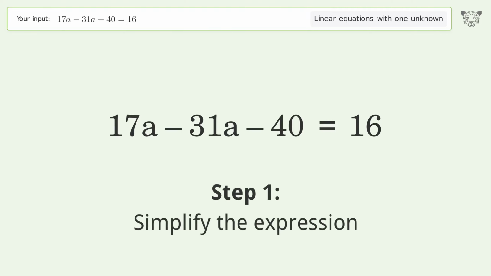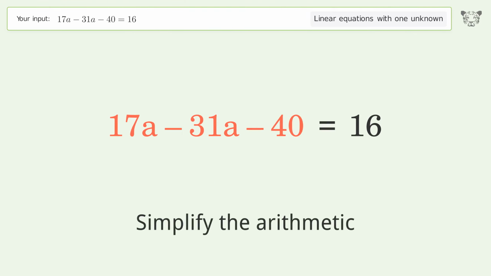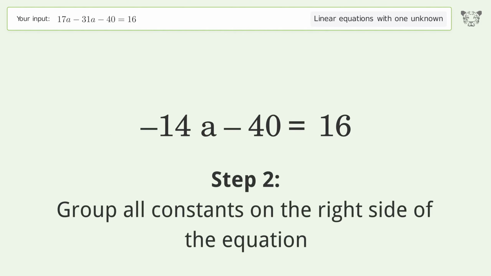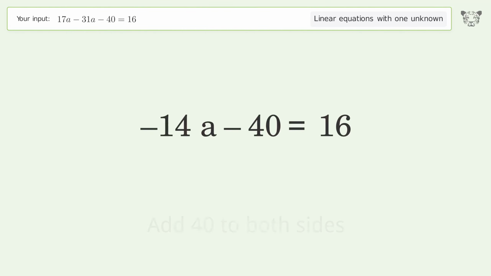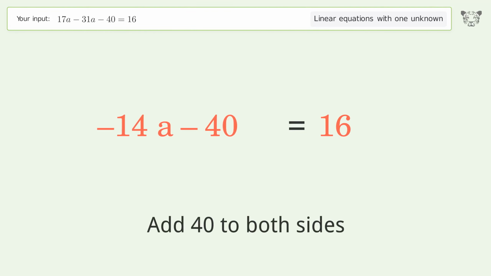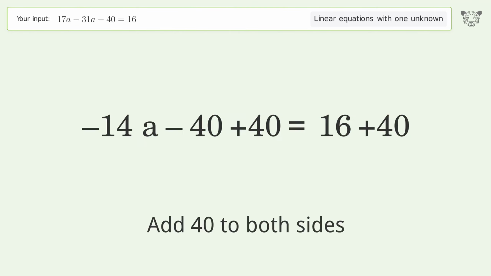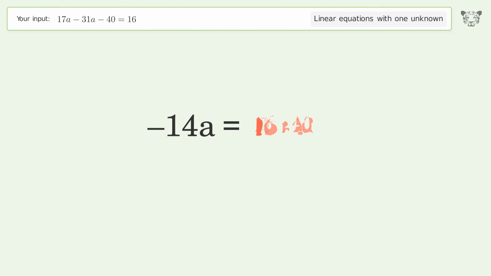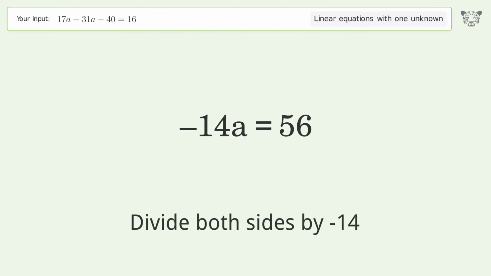Simplify the expression. Simplify the arithmetic. Group all constants on the right side of the equation. Add 40 to both sides. Simplify the arithmetic. Isolate the a. Divide both sides by -14.